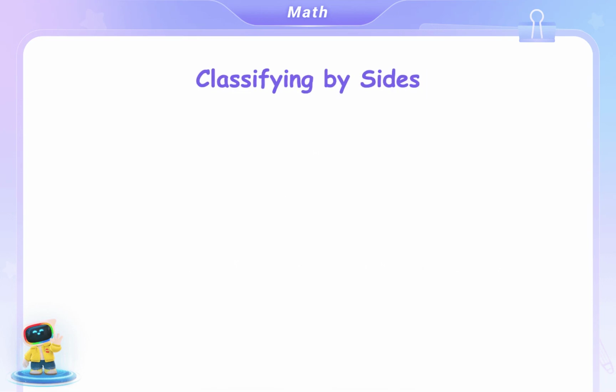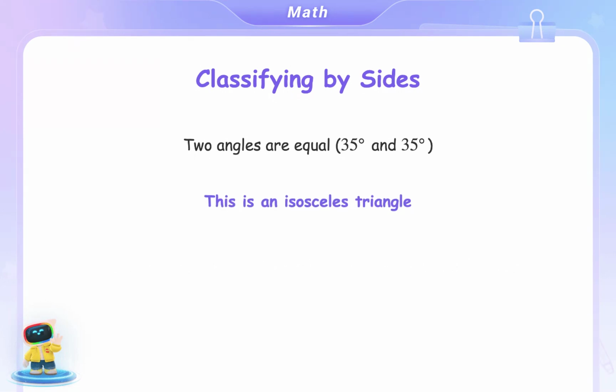Next, let's classify this triangle by its sides. We can see that two angles are equal, both measuring 35 degrees. When a triangle has two equal angles, it must have two equal sides. Therefore, this is an isosceles triangle.